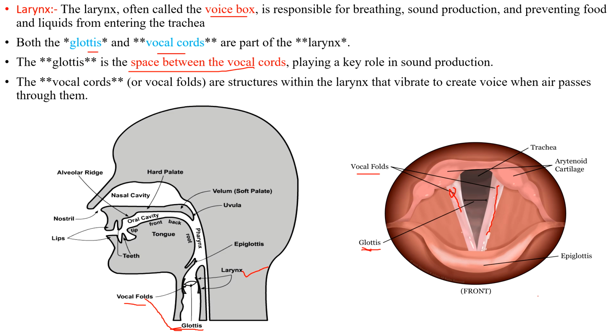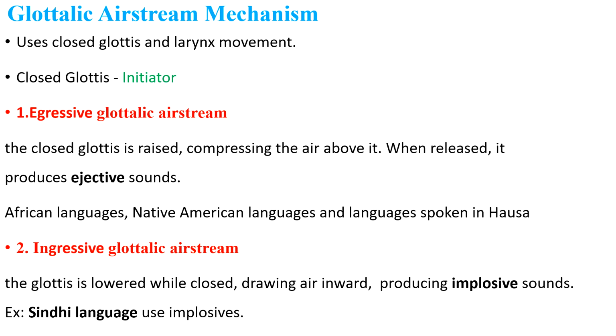So let's see the second type of airstream mechanism, the glottalic airstream mechanism. In this, there is a closure of the glottis, and it uses the glottis and the movement of the larynx. So what is the initiator here? The closed glottis is the initiator, and this airstream mechanism also has two types: egressive and ingressive.